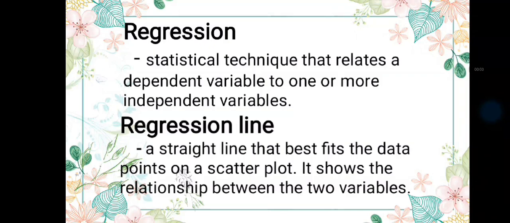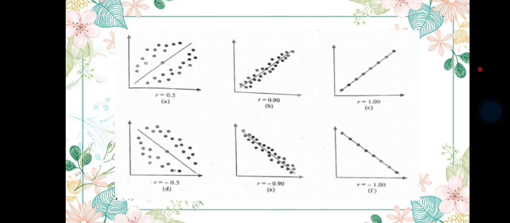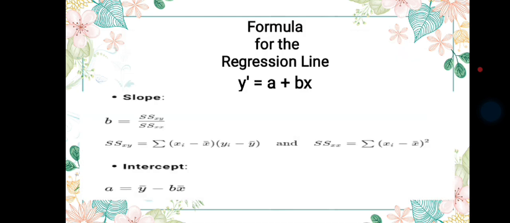Let's proceed to regression. It is a statistical technique that relates a dependent variable to one or more independent variables. As you can see here in A, B, and C, the regression line slopes upward from left to right, while in D, E, and F, the regression line slopes downward from left to right. Here's the formula for the regression line: Y prime is equal to A plus BX, where B is the slope and A is the intercept.